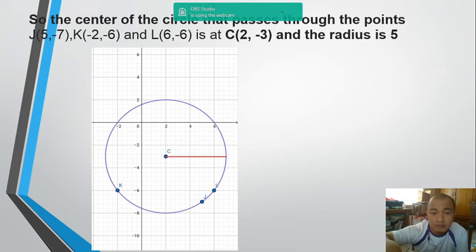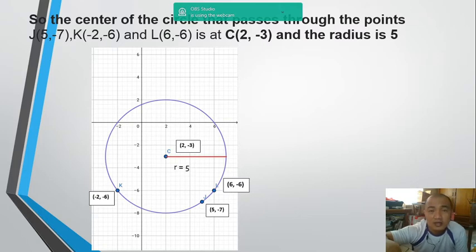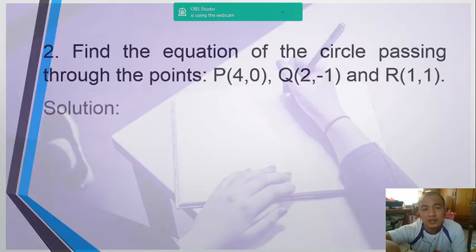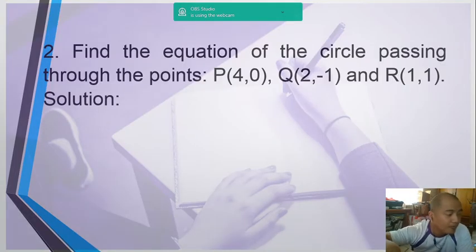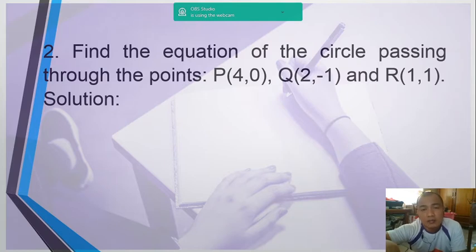And this is now the graph. So as you can see in the graph, the circle passes through point L, 6, negative 6, point J, 5, negative 7, and point K, negative 2, negative 6. Di ba? Ayun. And the radius is 5. Okay? Dali lang, right? Kaya lang medyo lengthy ang solution niyan. So let's proceed to number 2 so that you can understand better. So same problem, same method, same solution.